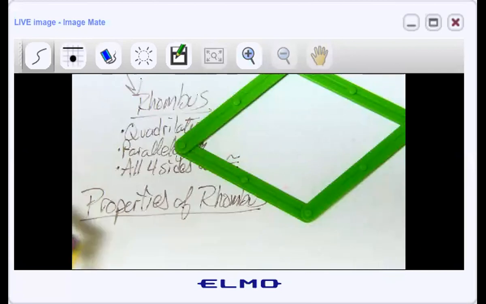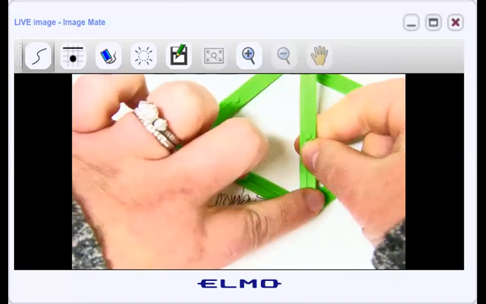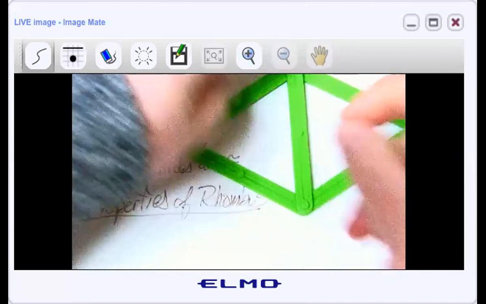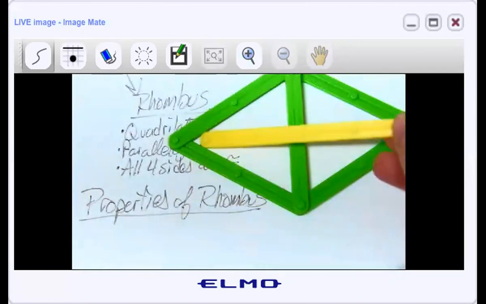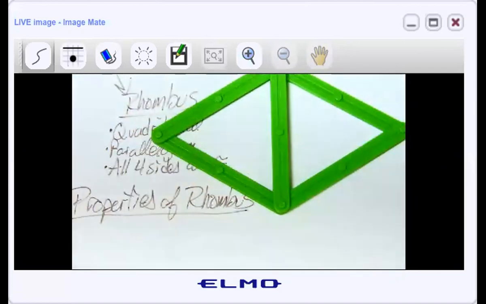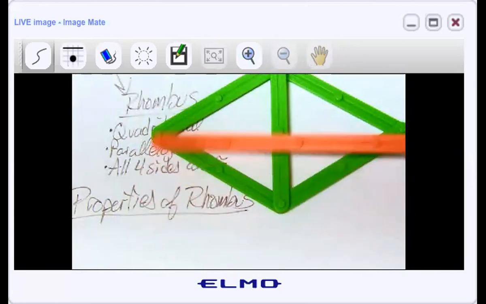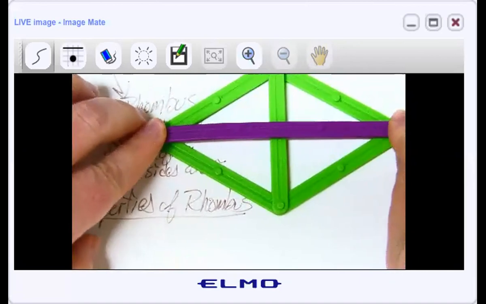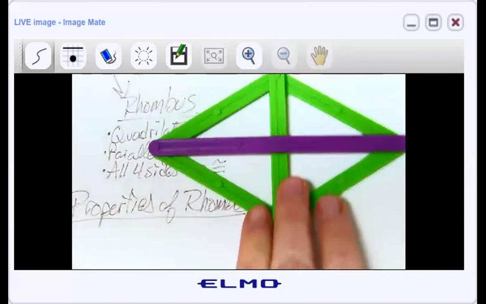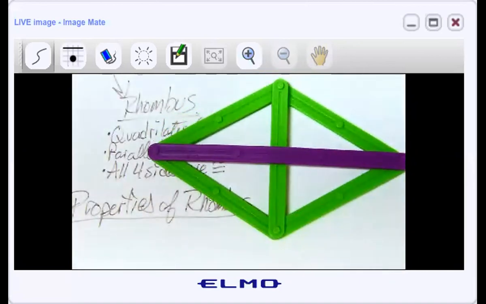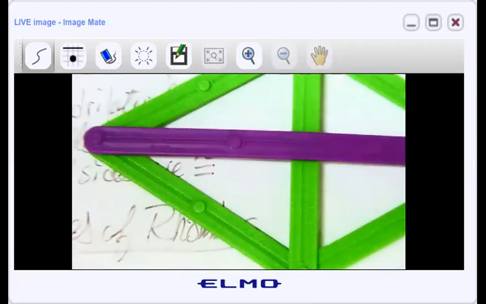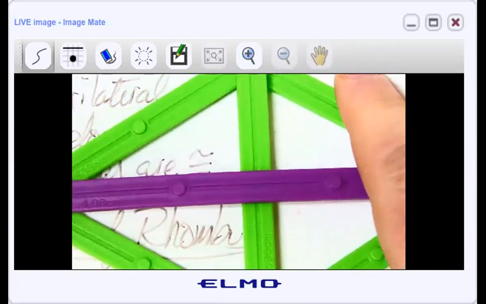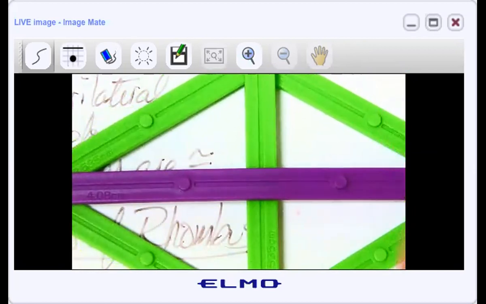Actually, I think another green might fit here. There's one, and let's see if I have one that fits the other way. That's too short. Let's try orange. It's too long. Oh, yes. Look, purple fits perfectly. Oh, look at that. Look at those diagonals. Are they still perpendicular? They are. No way.